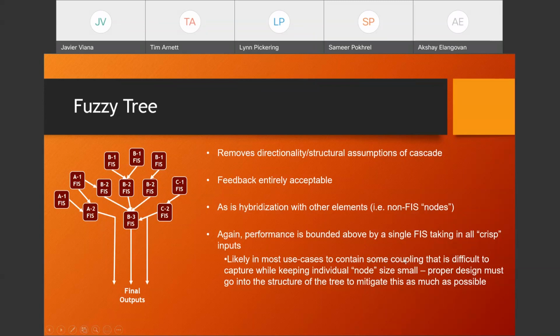We've already talked about coupling and dependencies between variables. Also, proper design must go into the structure of the tree to mitigate those couplings as much as possible. Whether that comes from expert knowledge, some machine learning process, or from data itself, similar to how a decision tree is formed, there's a bunch of different ways to construct this. One of the quick and easy ways is if you have any domain knowledge, you can set a structure that the system has to adhere to.